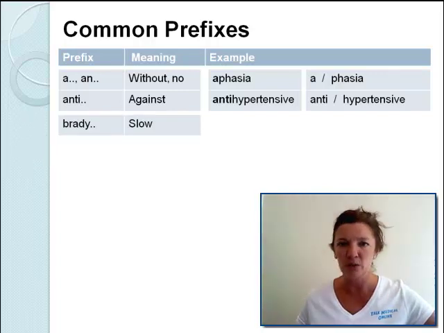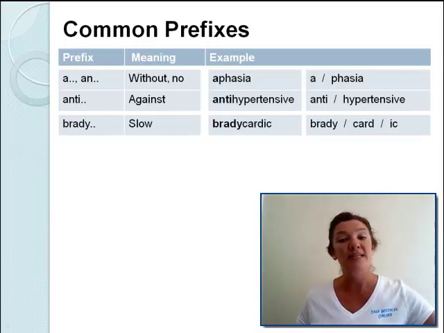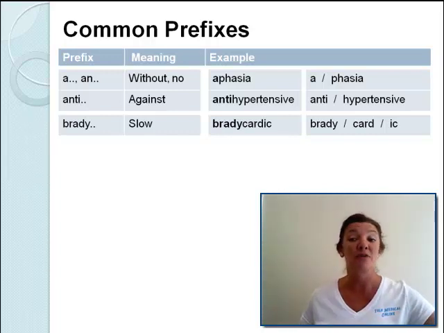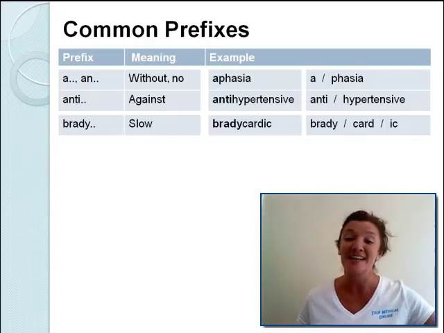Brady is slow. Bradycardic, let's break it down. Brady, break, card, break, ic. The ic means relating to. Card is the heart. And brady is slow. So if we read this from the back end, we have relating to the heart, slow. That sounds a bit odd. So we have to use a bit of common sense and say, it is a slow heart or a slow heartbeat.